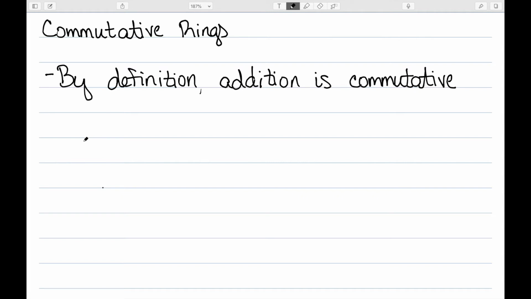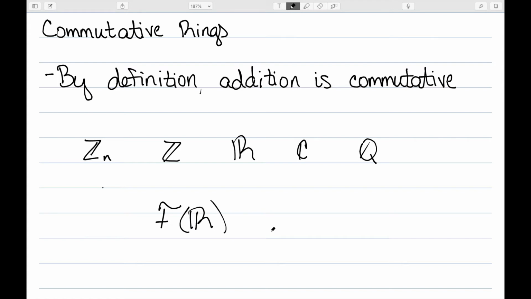All of our main examples are commutative rings: Zn, Z, R, C, Q. Our modular arithmetic, our integers, our reals, our complex numbers, our rationals, even the function ring that I talked about before is a commutative ring.